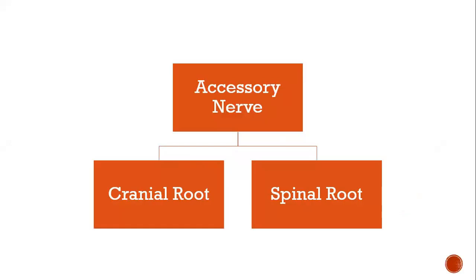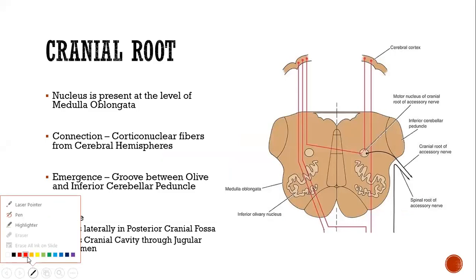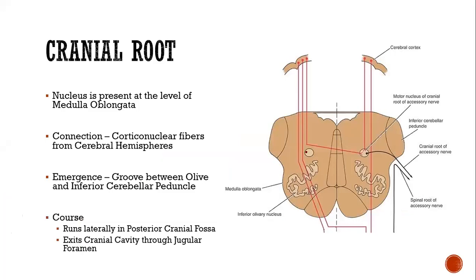So let's start. Now remember, the accessory nerve is a cranial nerve which has two major roots. It has a cranial root and it has a spinal root. When we talk about the cranial root itself, the nucleus is present at the level of the medulla oblongata, which you can clearly see. Remember, it's exclusively a motor nerve, so it's only going to talk about the motor activity.